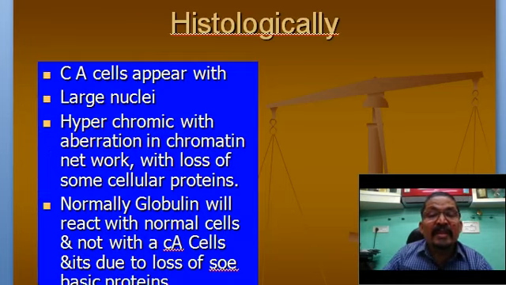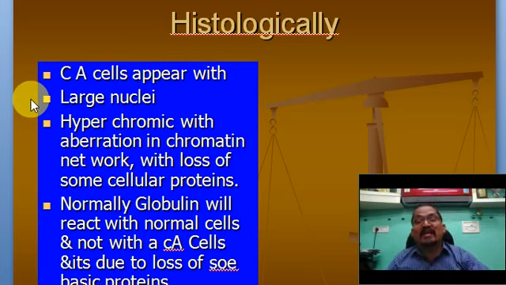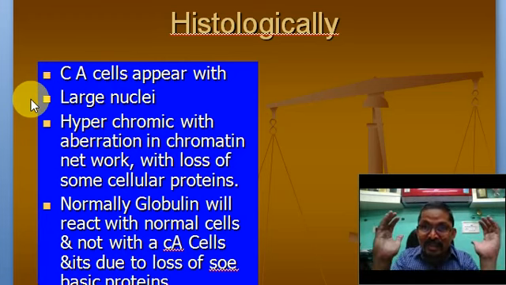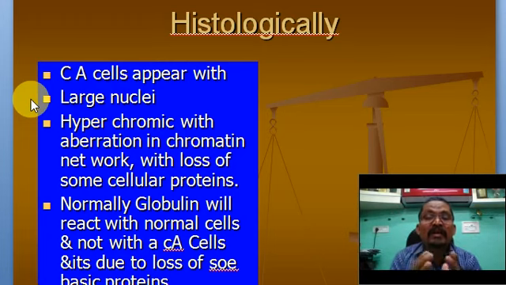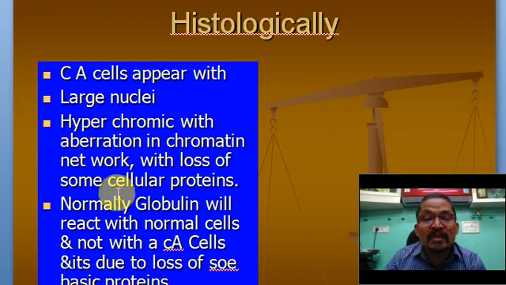And histologically, the CA cells appear with a very large nucleus. That means the total size of the cell is shrunken, which is why the nucleus appears large, and hyperchromic. It is very congested and very hyperchromic, with aberration in the chromatin network and loss of some cellular proteins. On examining CA cells, you cannot see some specialized proteins. That is the loss of some cellular proteins.